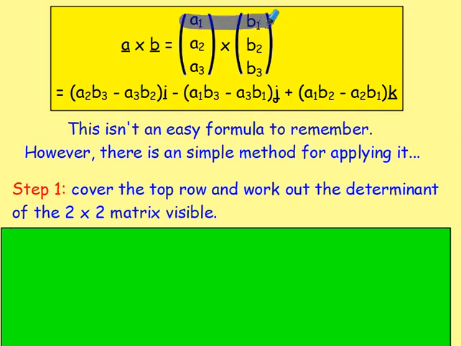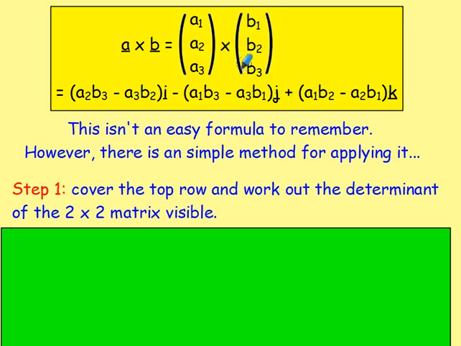So if you cover up that top row, you would work out the determinant of this 2 by 2 matrix here. And the way you'd work that out is you would have A2 times B3, take away your A3 times B2. And that would be what would go in front of I. Then you would have take away, and you would cover up your next row. So if you cover up that row, you're left with the A1 and the B1 and the A3 and the B3. So you would have A1 times B3, take away the A3 times B1. That would be the coefficient of J.